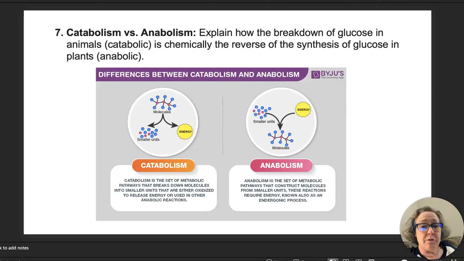So, explain how the breakdown of glucose in animals, catabolic versus anabolic. So here, I gave you this delightful picture. So catabolism is the set of pathways that break down molecules into smaller units. Anabolism is the set of metabolic pathways that construct molecules, okay? So you usually need energy here, like some ATP, and then you will make something like glucose. This would be you have glucose and you break it down, okay?